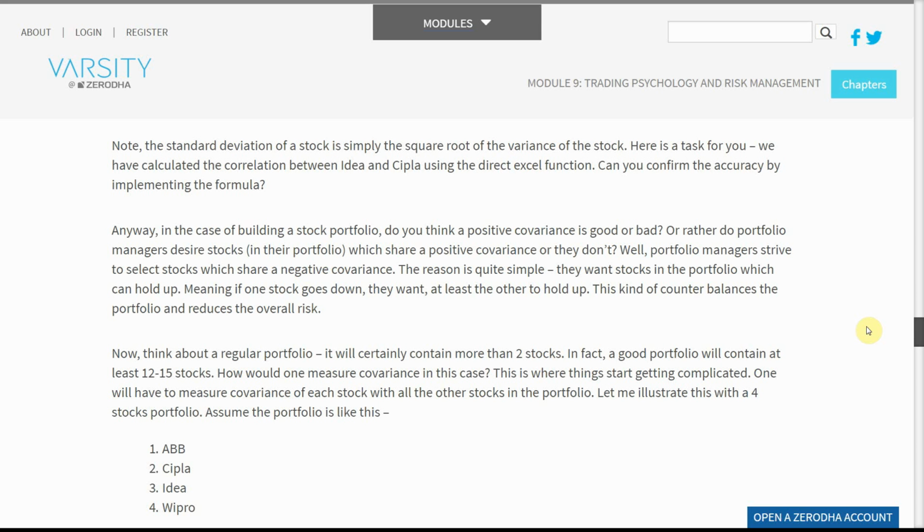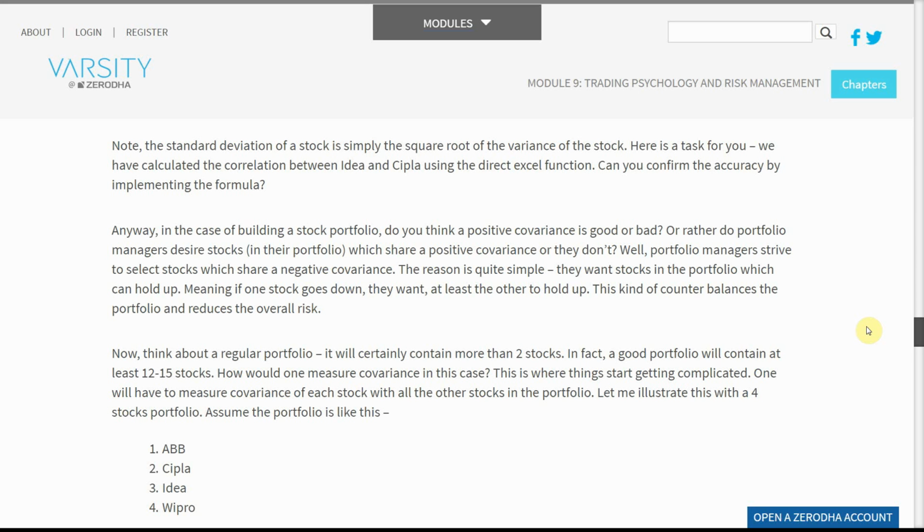Here is a task for you. We have calculated the correlation between Idea and Cipla using the direct Excel function. Can you confirm the accuracy by implementing the formula? Anyway, in the case of building a stock portfolio, do you think a positive covariance is good or bad? Or rather, do portfolio managers desire stocks in their portfolio which share a positive covariance, or they don't?